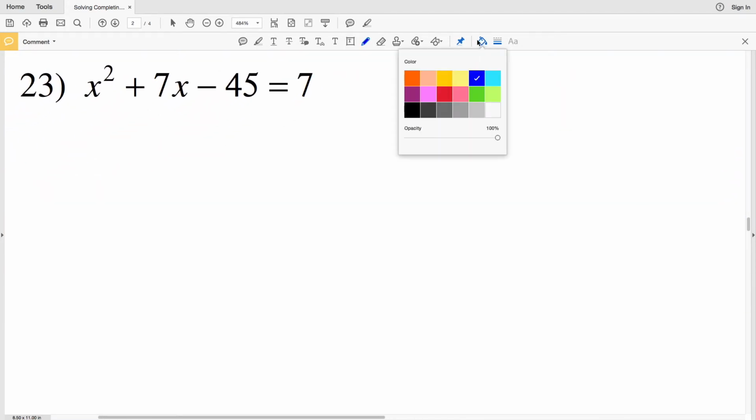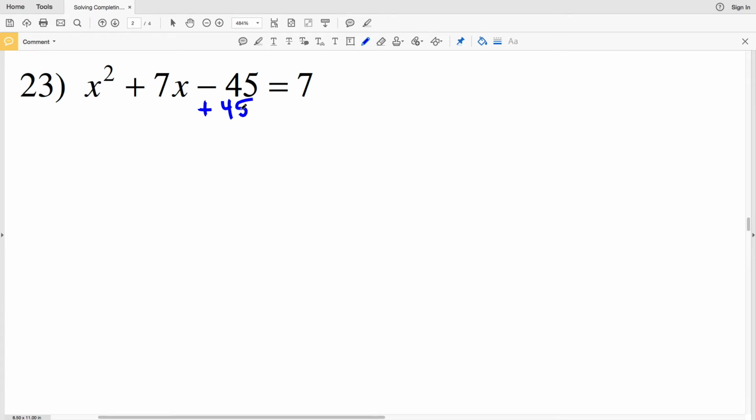Moving on to number 3, my a value is a positive 1, so I'm not going to need to worry about dividing by a. However, I need to move this constant to the other side, and I'll do so by adding 45 to both sides. So I'll get x squared plus 7x equal to 7 plus 45, which is 52.